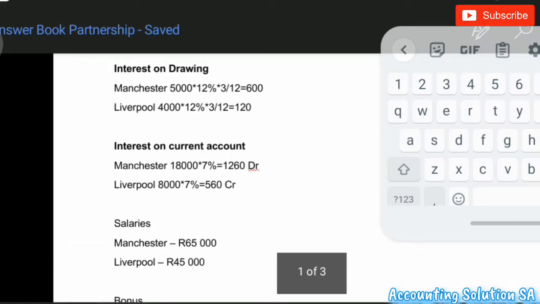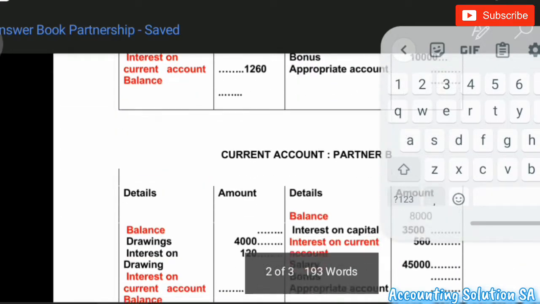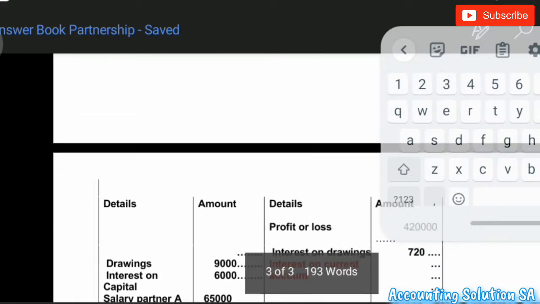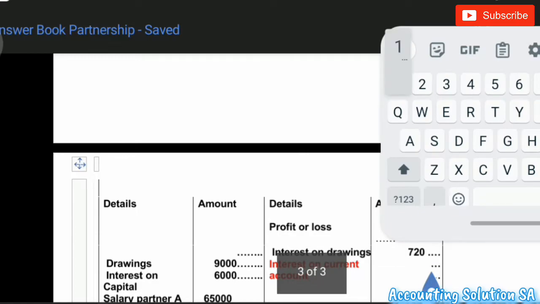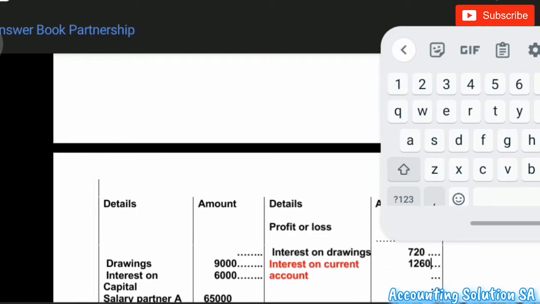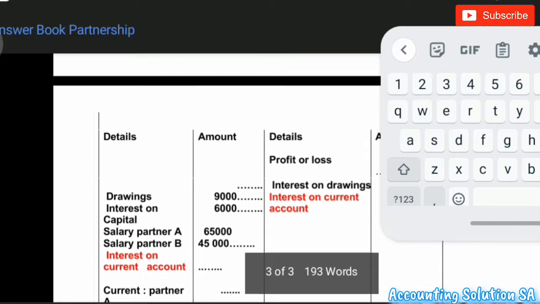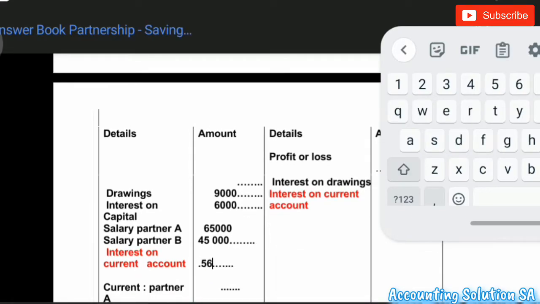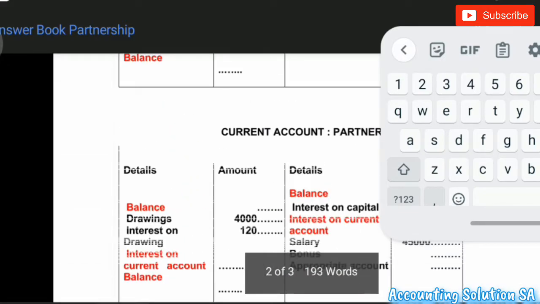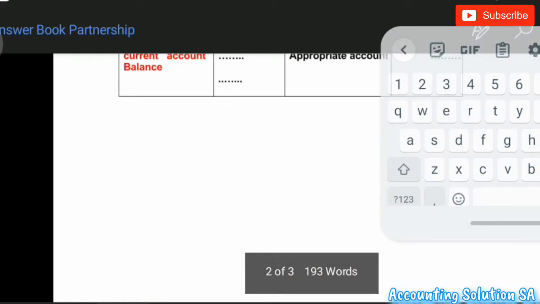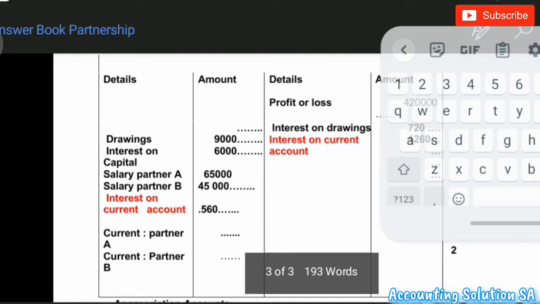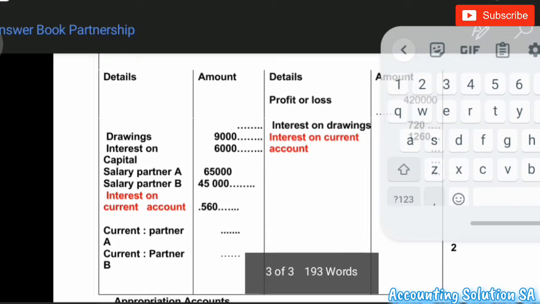Okay, which means that 1260 will go on the credit side, then the other one of 560 on the debit side. Remember guys, whatever is debited on the current account, when it goes to appropriation account, we do vice versa. We do the different. We do the opposite.